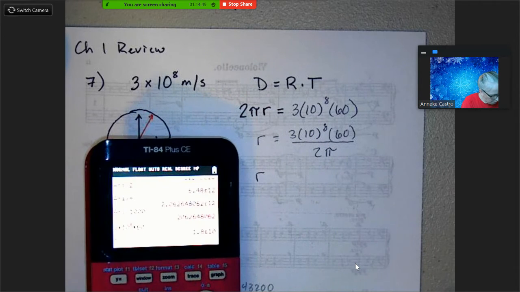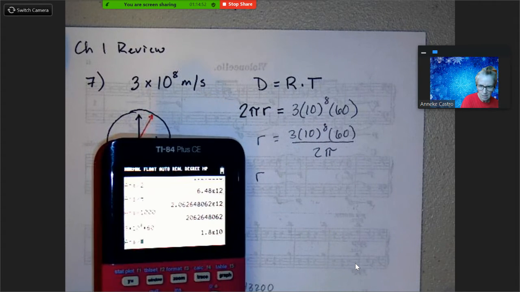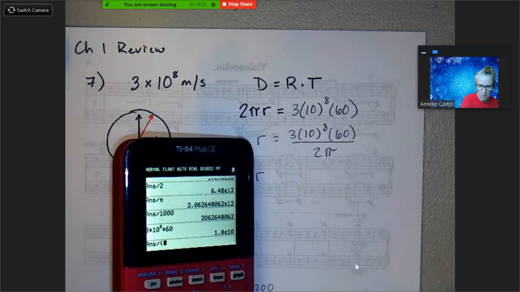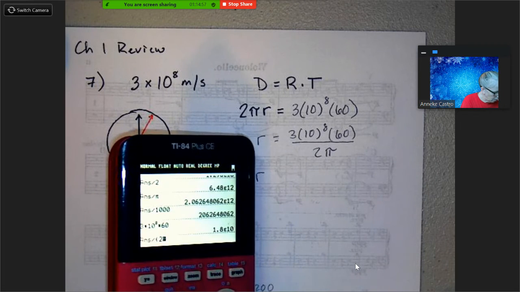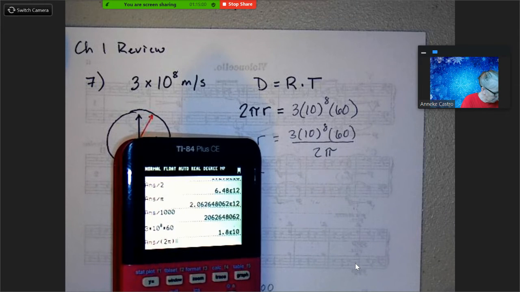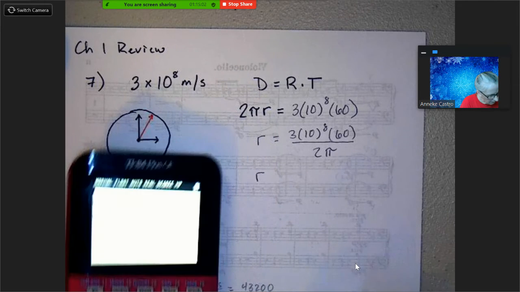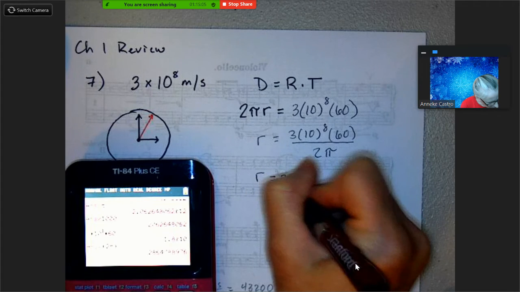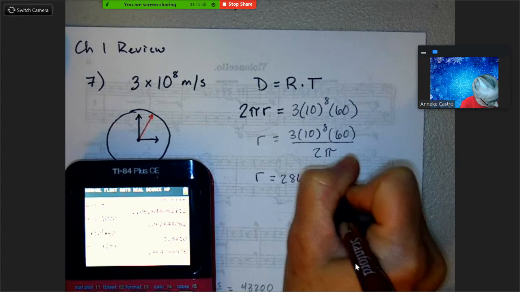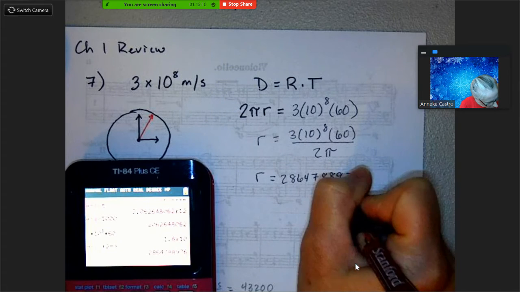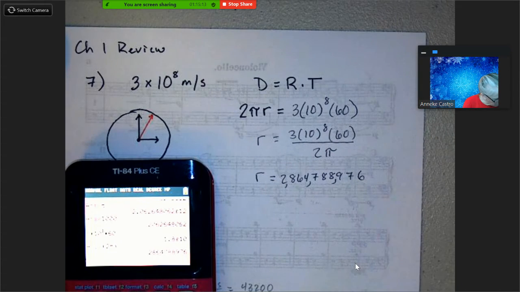So I'm going to divide that by, and I'm going to use parentheses to make sure I get this in right. Divide by, parentheses, 2 pi, close parentheses, okay? And I get this lovely number. So I get that that's equal to 2,864,788,976. Holy cow, okay, that's a big number. And that would be meters.